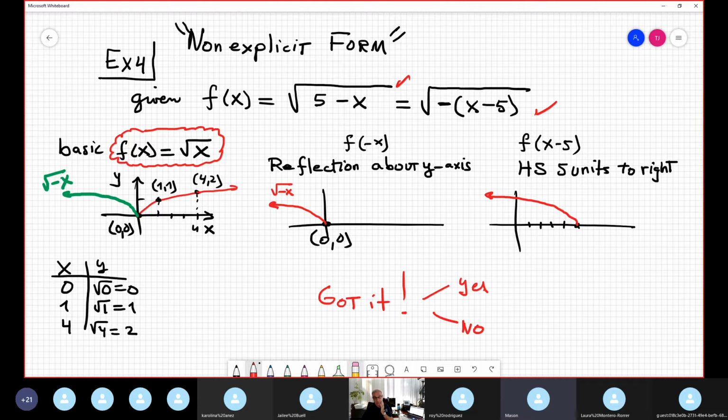Just be careful. This is a classic example in the test in which you have a square root, but you have a negative sign. So you don't understand very well if it is a horizontal shift or a reflection, or both. In this case, both. Okay? Let me show you in detail in decimals.